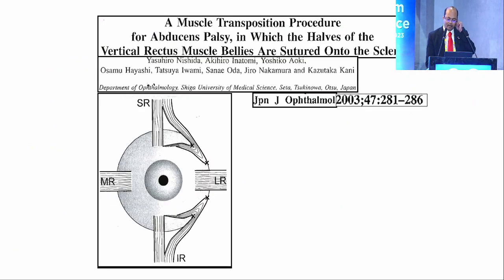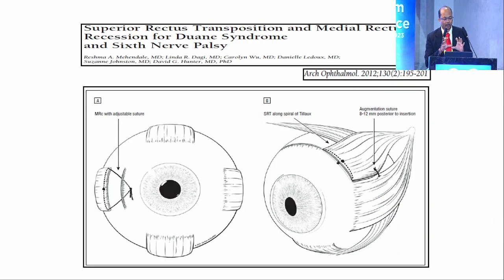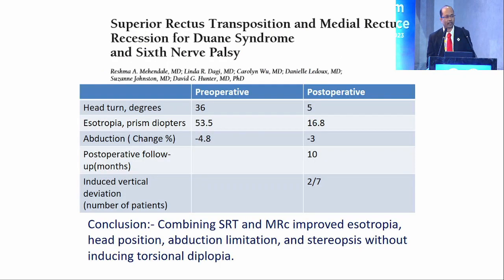So if you look at the literature, they are very well-established surgical procedures. From our own country, Dr. Pradeep Sharma and Dr. Rohit Saxena have published extensively on Nishida's and the modification of Nishida's with adjustable suture for sixth nerve palsy. If you look at the SRT, this was first done by Mendola and group from Harvard. They transposed superior rectus to LR. So basically, we are trying to direct the vector of the superior rectus to the lateral rectus, and that's how it helps to improve the abduction, which got paralyzed because of the lateral rectus palsy. We have our own experience where the SRT works amazingly.